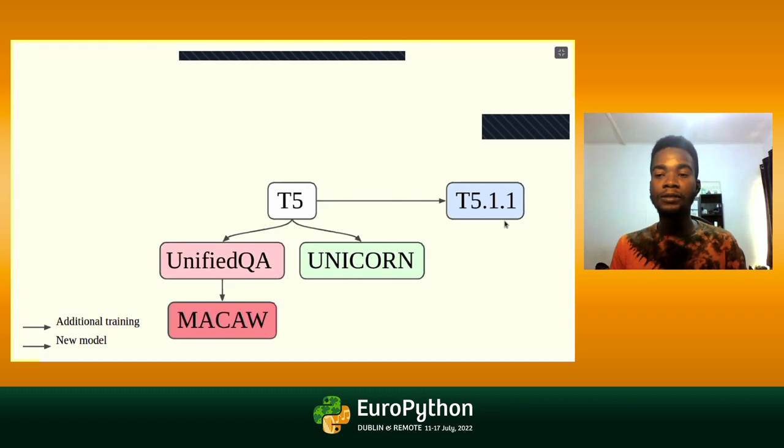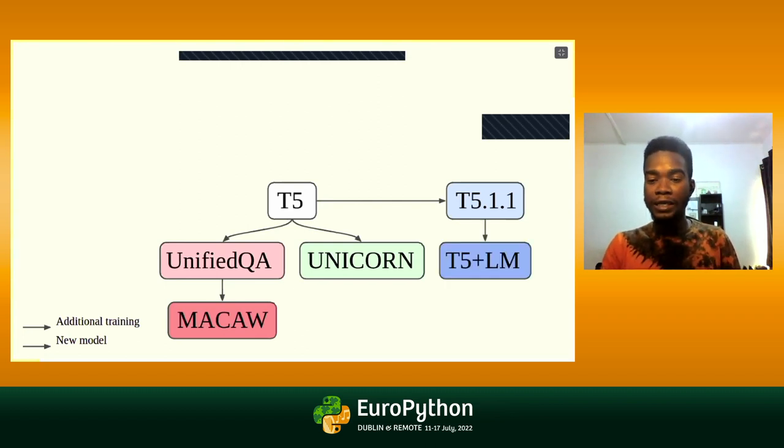And so over here we have the T5 1.1 edition. What T5 1.1 was doing is basically taking T5 and extending it, training it on additional data sets by the original authors, thereby producing more efficient results. And then we have T5 plus LM, which is T5 1.1 trained on a next step prediction data set, and it was achieving better results than T5 1.1.